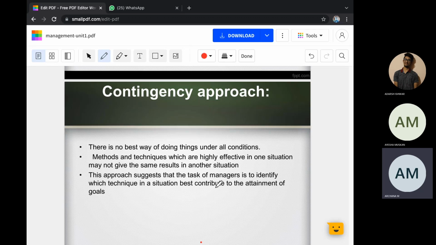Nowadays, because everything is changing, all solutions change too, and that is known as contingency. See to it that whatever solution you give for one particular situation, tomorrow the same situation may be there, but the solution may be different. That is what contingency is.